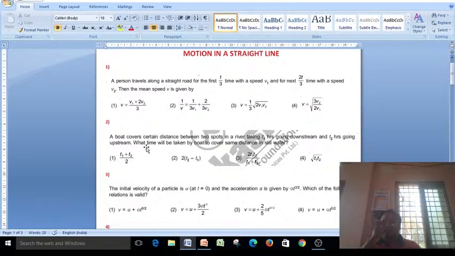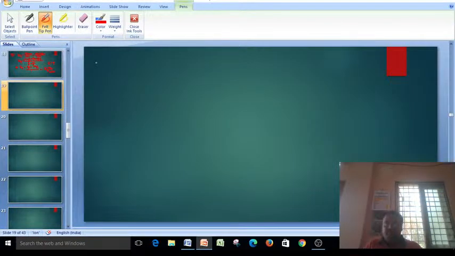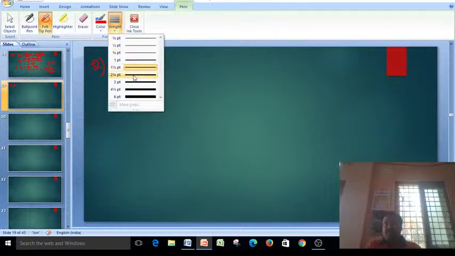Second question: a boat covers a certain distance between two spots in a river, taking T1 hours going downstream and T2 hours going upstream. What time will be taken by the boat to cover the same distance in still water, he is asking. Based on the given data, I will treat upstream separately and downstream separately. So for upstream I am taking here.